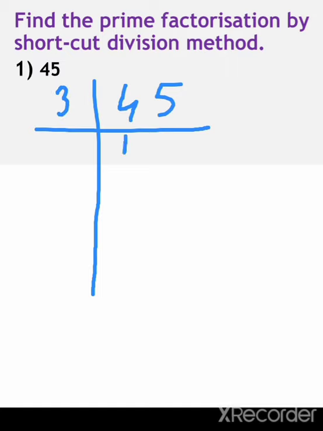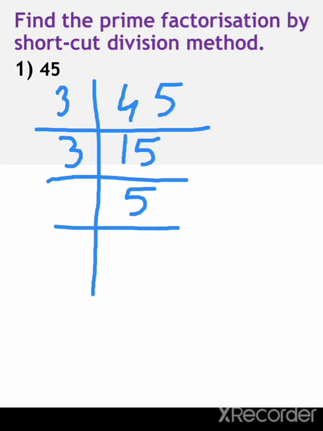When I'm dividing by 3, I'm getting 3 ones are 3, 3 fives are 15. So I'm getting 15. Now again this 15 is divisible by 3. So 3 fives are 15. Now this 5 is divisible by 5. So 5 ones are 5.